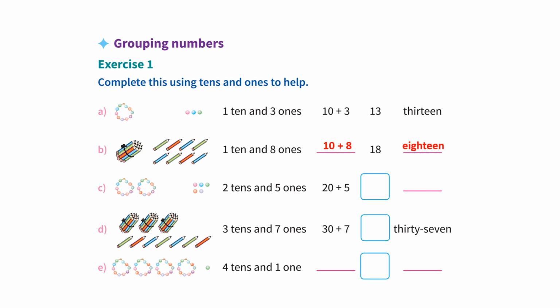Now see C. What is given? 2 tens and 5 ones. So 20 plus 5 we have to write down. So what will come? 20 plus 5 is 25. And next we are going to write down the number name of 25. Okay, students, the other two and the whole page you can do by yourself now. It's very easy.